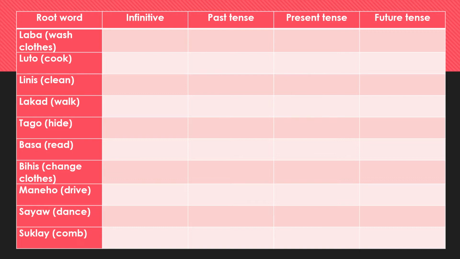Luto, cook. Linis, clean. Lakad, walk. Tago, hide. Basa, read. Bihis, change clothes. Manejo, drive. Sayaw, dance. And suklay, comb. So you're going to write the infinitive form, the past tense, the present tense, and the future tense.